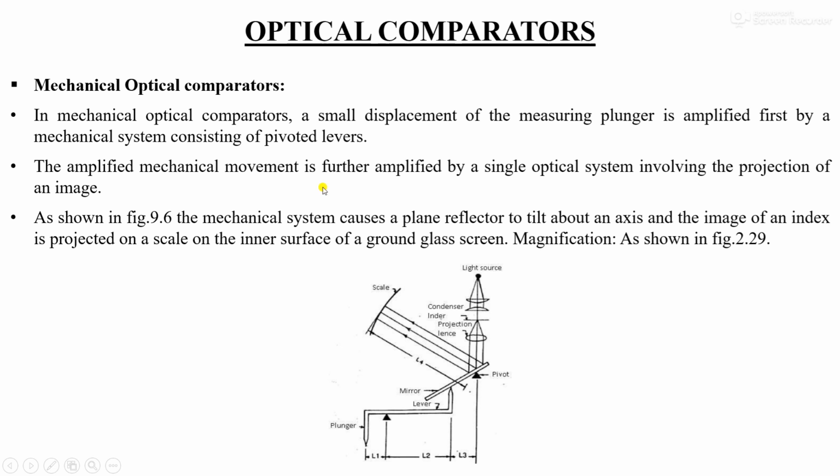Now the next is mechanical optical comparators. In mechanical optical comparators, the small displacement of the measuring plunger is amplified or magnified by a mechanical system which has pivoted levers. With the help of that, the measuring plunger's small displacement is amplified or magnified. Then, to magnify this mechanical movement of the plunger even further, you use a single optical system which shows you the projection of an image.